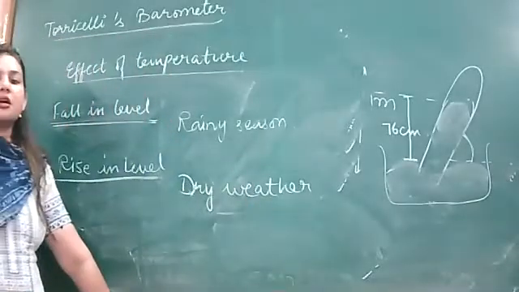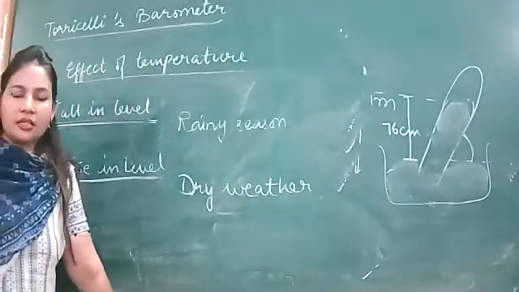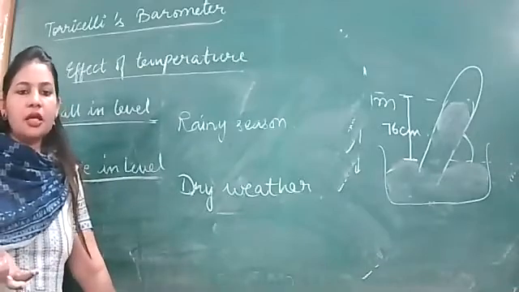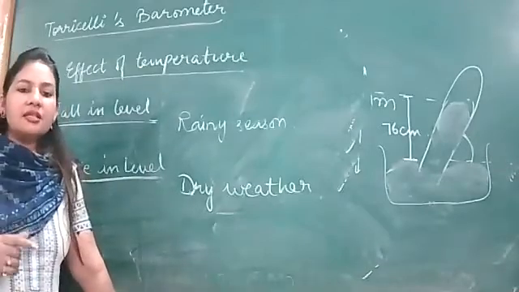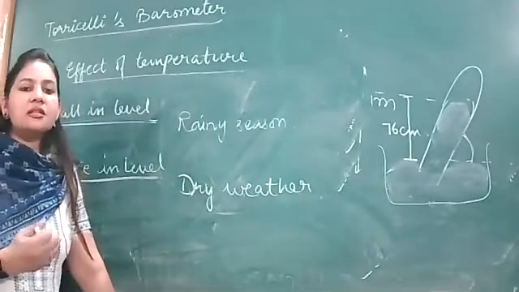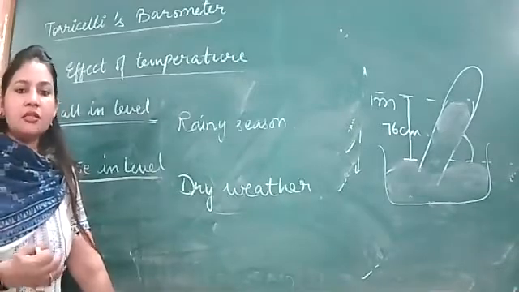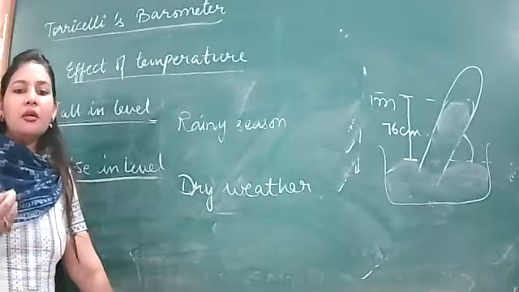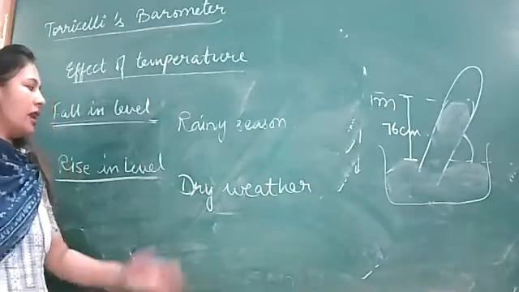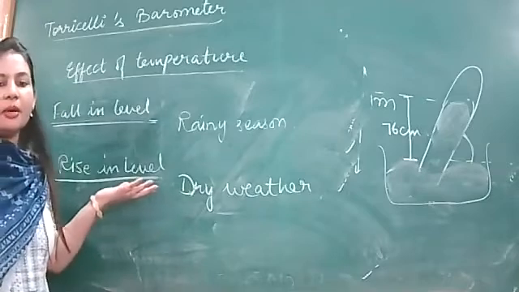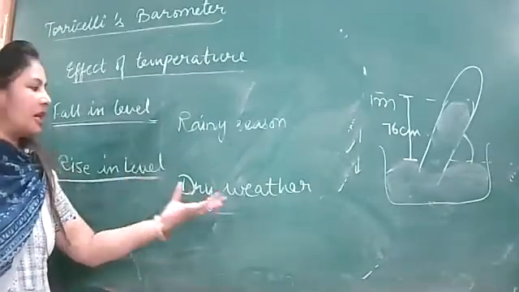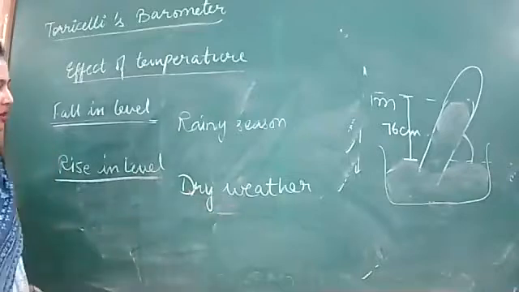Because gases, air is a gas, gases expand on heating, and liquid is also there. Mercury is also there in the barometer, but gases expand more in comparison to liquid. So the decrease in density of air, decrease in density of gas, will be more as compared to decrease in density of mercury. So what will happen? Level of mercury in the barometer will increase. So if the level of mercury in the barometer increases, that would indicate dry weather, right?